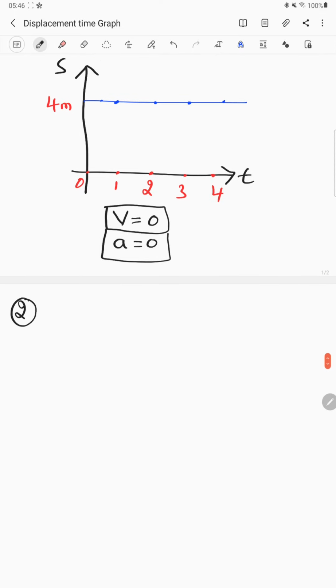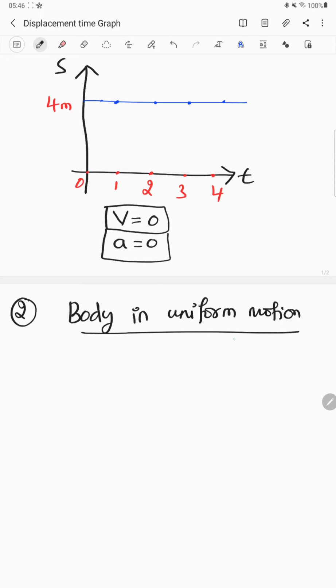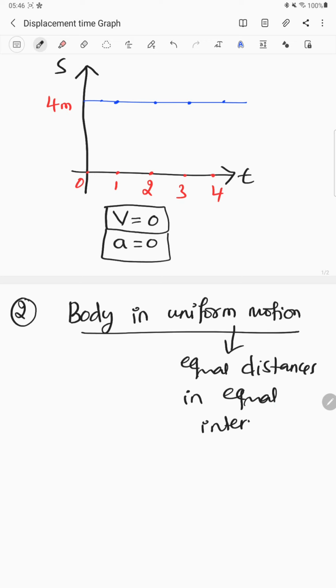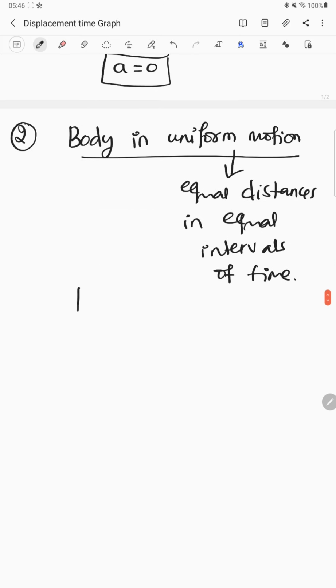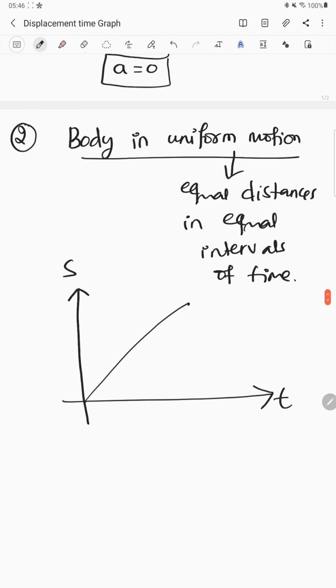Now the second graph is body in uniform motion. You understand the meaning of uniform motion? Uniform motion means the body will be covering equal distances in equal intervals of time, no? Yes or no? Equal distances in equal intervals of time, then only the body is said to be in uniform motion. Then that graph is obtained like this. This is the time axis, this is the displacement axis, then I'm going to have the graph like this. This is a straight line.